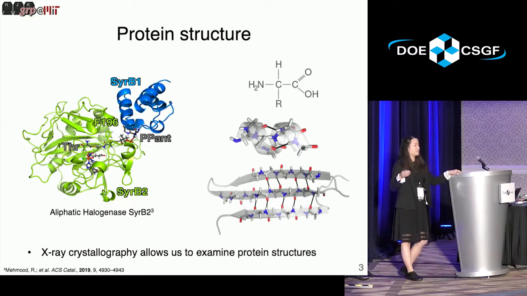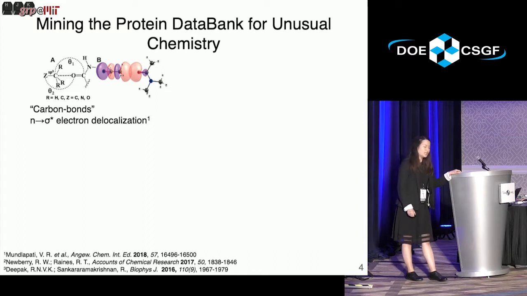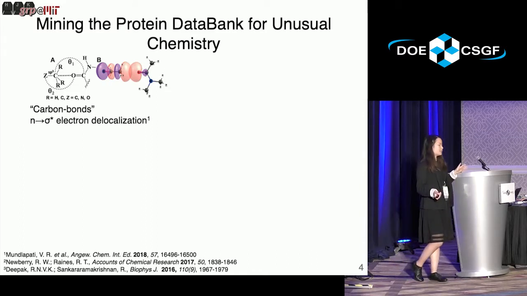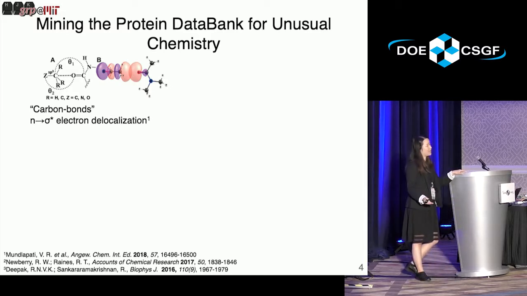And how do we get these protein structures? So experimentally, these can be determined by X-ray crystallography. There's other methods that have been used to determine protein structures, but I'll primarily be talking about X-ray crystal structures. Since X-ray crystallography has been an established method for many decades now, there's a huge repository of protein structures that have served as a source for unexpected chemistries.